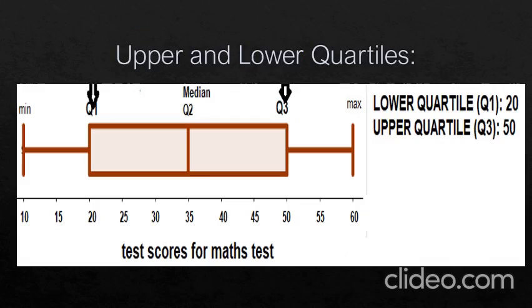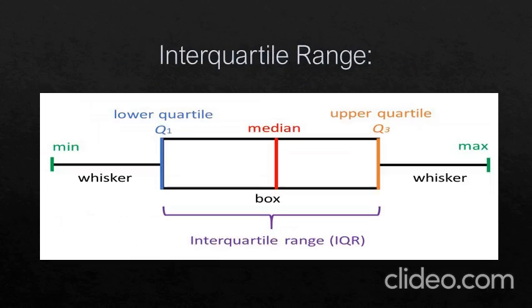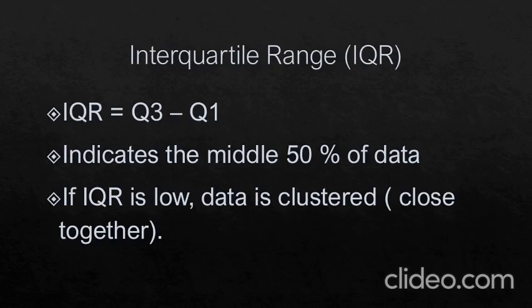So just looking at this example again, Q1 would be a nice 20, Q3 would be 50. If we look at the interquartile range, or the IQR, it will be the value that you found for Q3 minus the value that you found for Q1. This indicates the middle 50% of your data, which is very important to remember.